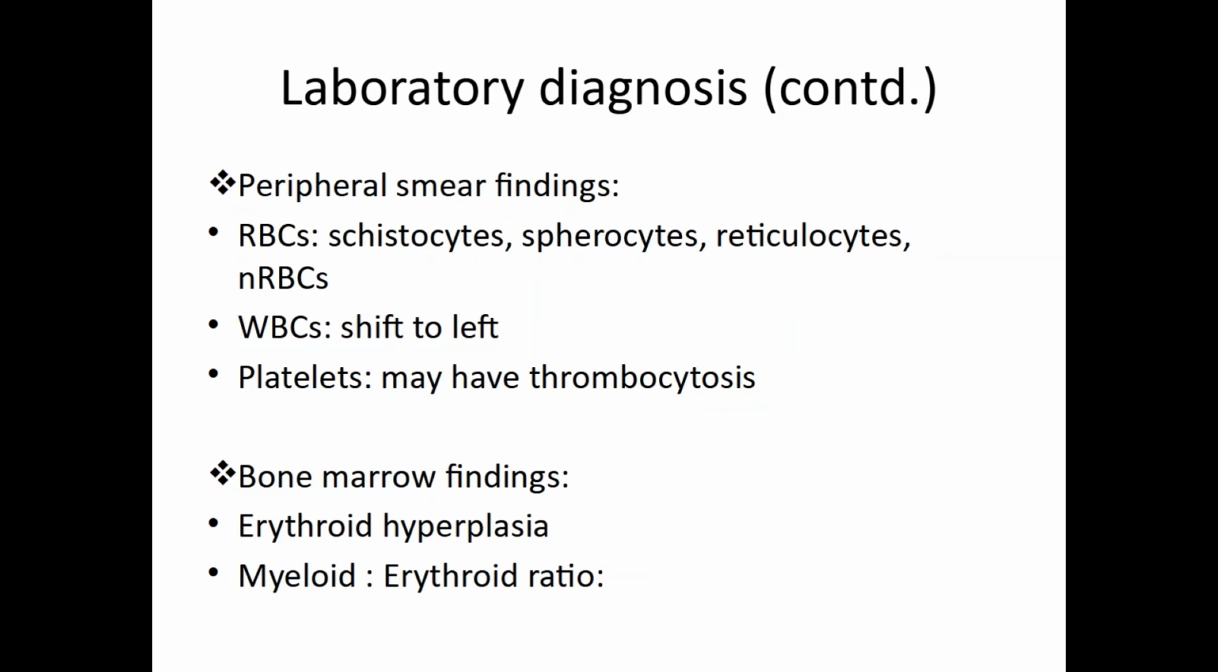If the bone marrow examination of a patient having hemolytic anemia is done, then the number of RBC precursors would be increased, which is what is called erythroid hyperplasia. So hyperplasia is nothing but increase in the number of cells, and since RBC precursors are the ones that are hyperplastic, it is called erythroid hyperplasia. Next, myeloid to erythroid ratio will obviously be decreased because in the denominator there is erythroid and the number of erythroid precursors are increased.